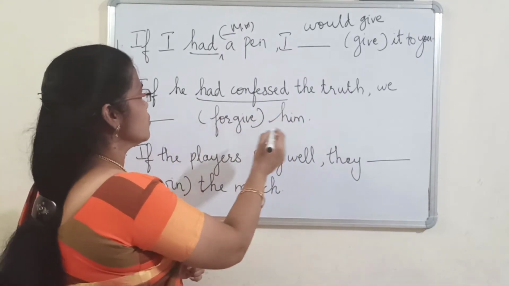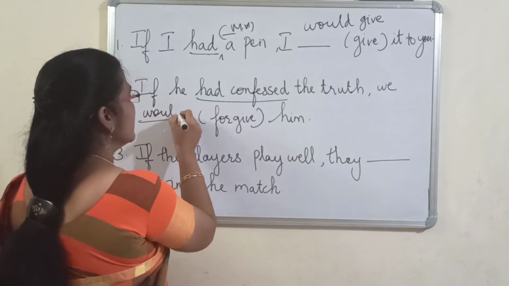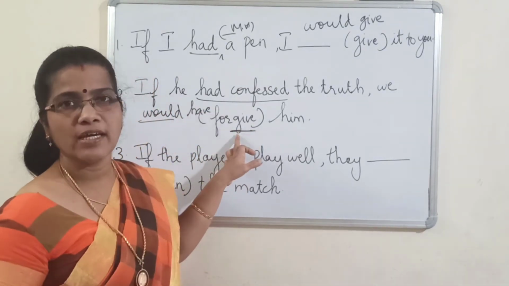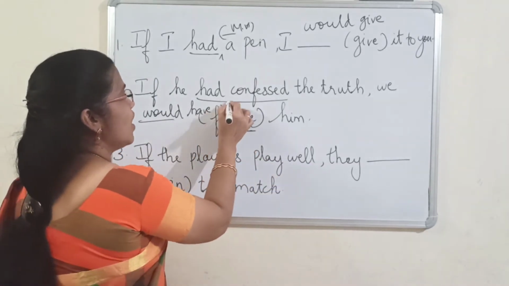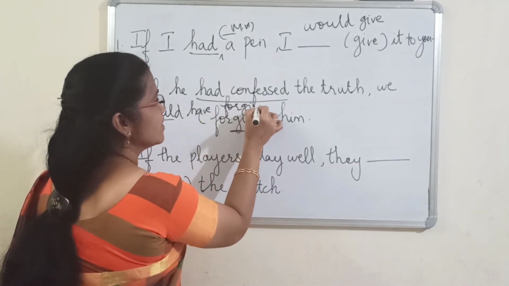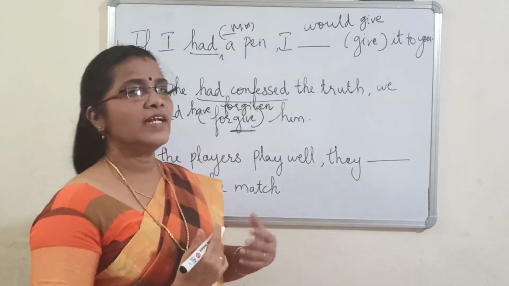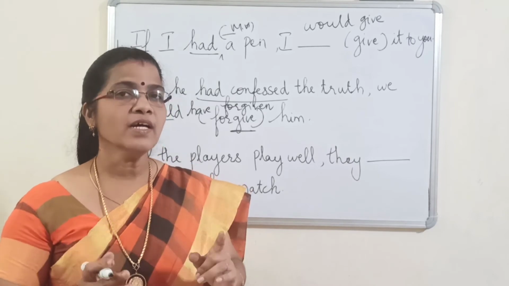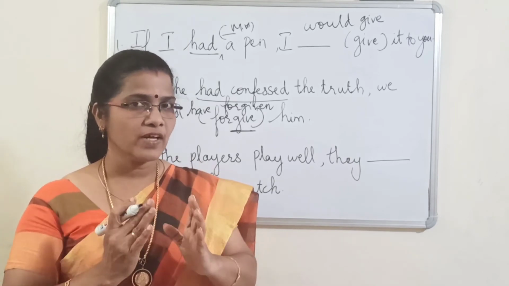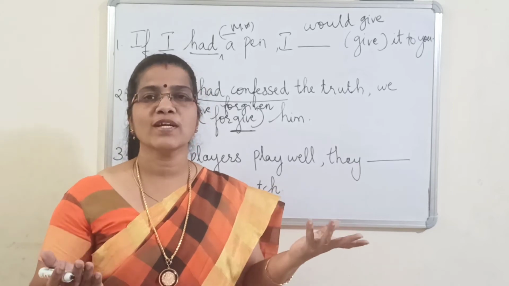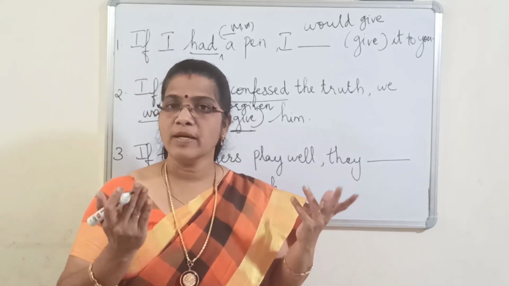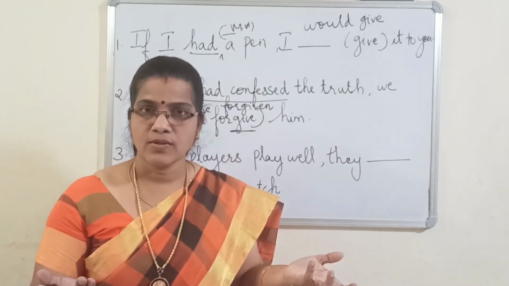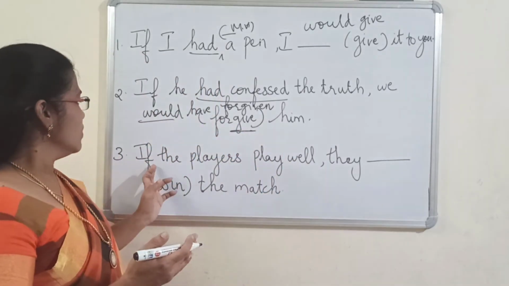So, how do you write? If he had confessed the truth, we would have, then what is the past participle of forgive? Forgiven, right? So, we write, we would have forgiven him, right? So, always remember, when you get type 3, we use the perfect form, and with perfect form, we always use verb 3 only, past participle only. That's why forgive gives forgiven, okay?